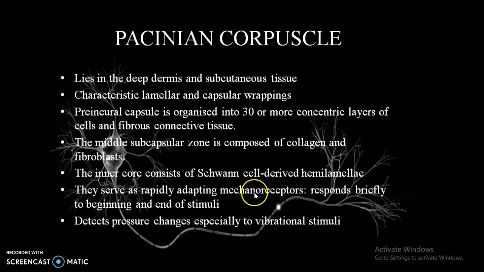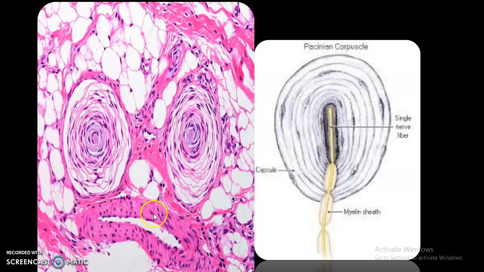Rapidly adapting means it responds briefly to the beginning and ending of a stimulus. So the Pacinian corpuscle, being a mechanoreceptor, detects pressure changes, especially vibrational stimuli. You can see a picture and a diagram of the Pacinian corpuscle here. You can notice a central core and concentric layers, or capsular wrappings, around it.